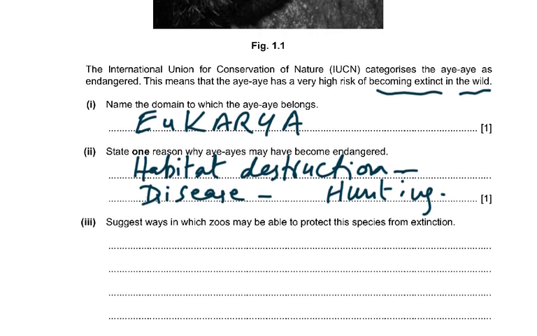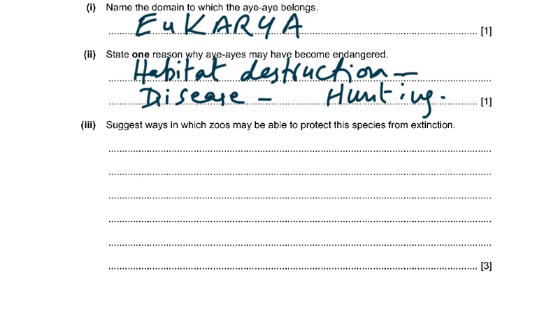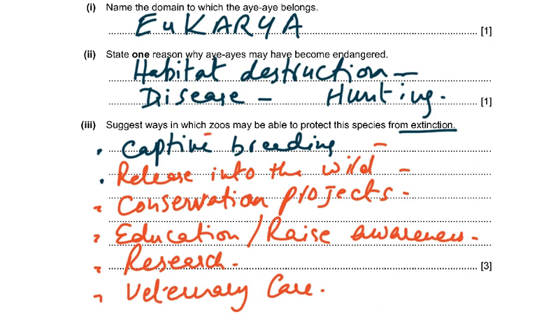State ways in which zoos may be able to protect this species from extinction. When they said zoos, in zoos you do captive breeding. That means you keep the male and the female and you mate them and then you breed them and then you wait for the babies to be born, and then of course you release those into the wild. So captive breeding, number 1, release into the wild, number 2.